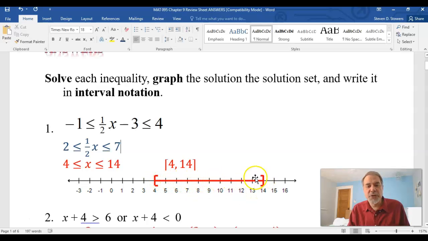This is how that looks on the number line. I use these square brackets by the 4 and the 14 because they are included. X can be equal to 4, and it can be equal to 14. And then the interval notation also has square brackets, starts at 4, goes up to 14.